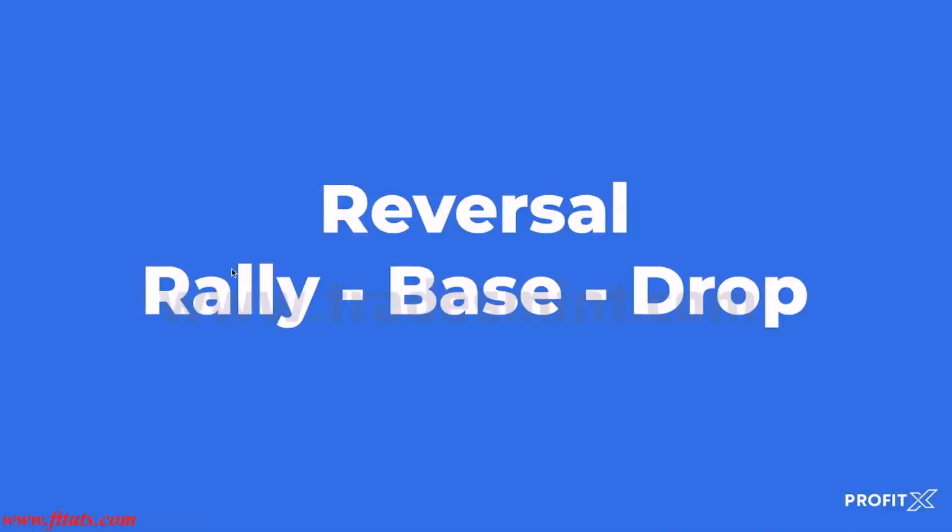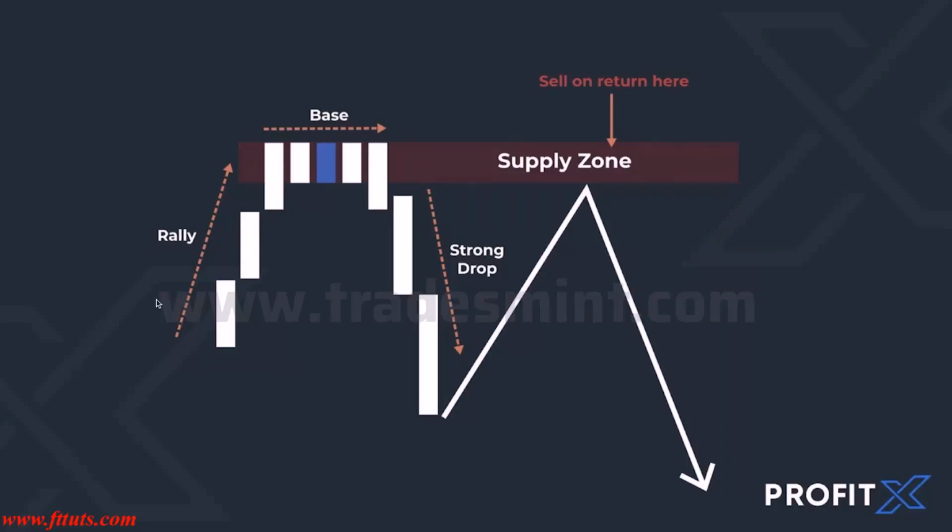Let's continue on the reversal patterns. Our second reversal pattern is the rally base drop. The rally base drop is formed by a rally movement upward, a base, which is consolidation or indecision, and then a strong, massive drop downwards.